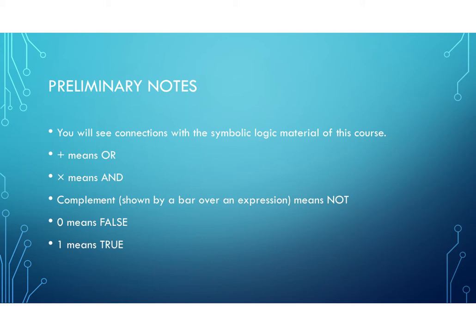As a reminder of how things work in Boolean algebra, the plus sign or addition means or. Times, which will usually be represented by a dot, or possibly just writing two letters next to each other, is going to mean and. Complement is shown by a bar over an expression, and that means not. 0 means false, 1 means true.